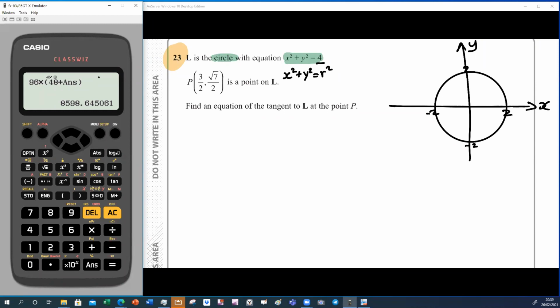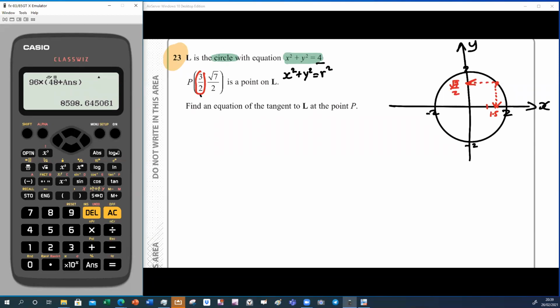Okay. It says here that the 3 halves, well, that's 1.5. So it's saying basically at 1.5, you go up and you hit this part of the graph. So that's going to be 1.5 over here, which is the coordinate. So this bit here is going to be √7/2.